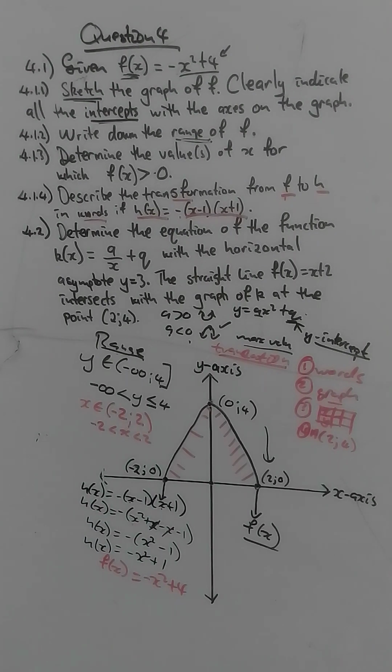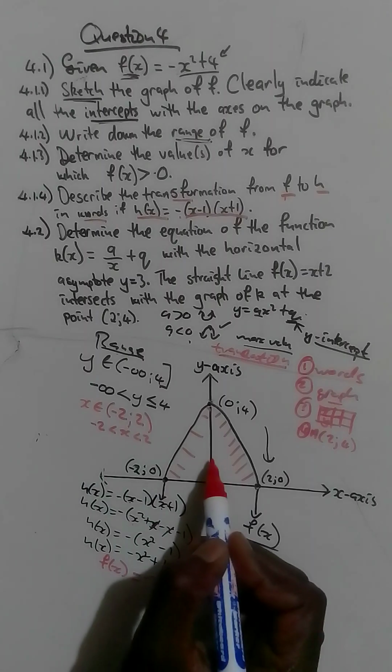Now, if you look at the difference, in the original equation that we're given, our y-intercept was 4. Now, the y-intercept which we have for the h of x is 1. So what happened? Observe, our y-intercept is here, it's 4. But the y-intercept of this graph, h of x, is found where? It's now being found somewhere here.